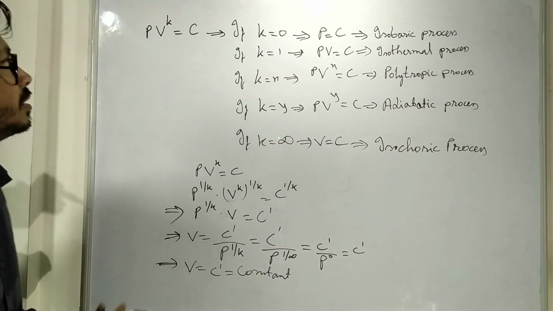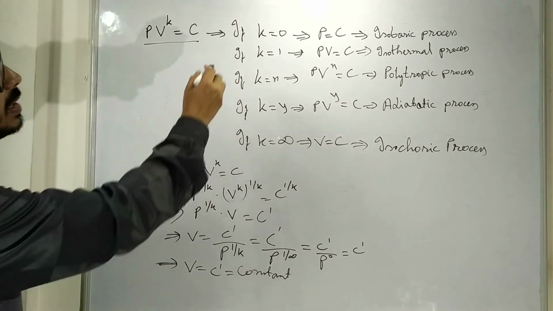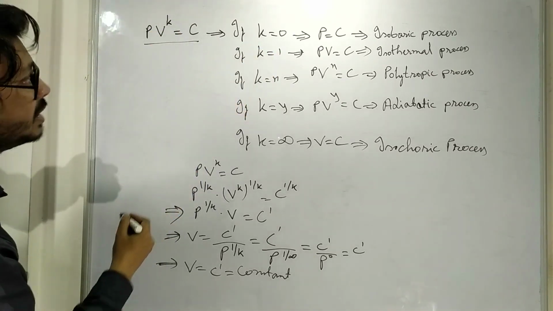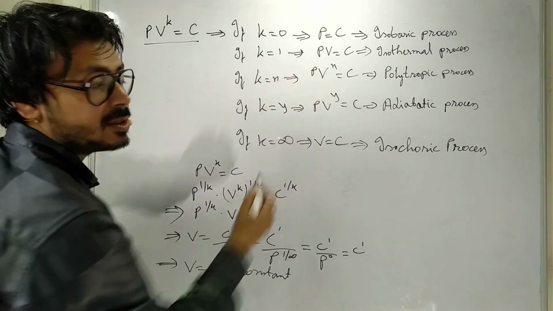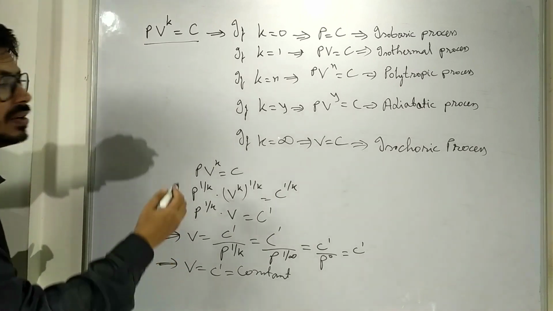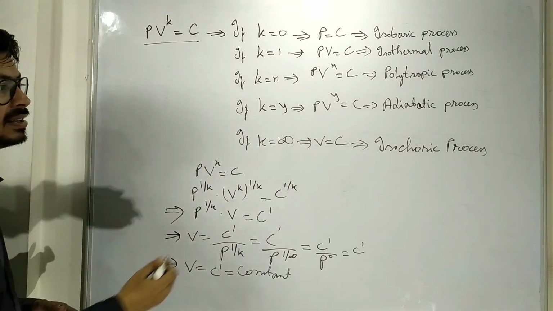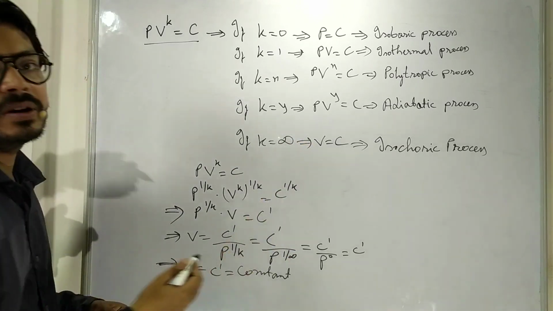So in this general equation, PV^k equals constant. If we put k equals 0, it will be an isobaric process. If k equals 1, then it will be an isothermal process. If k equals n, then it will be a polytropic process. If k equals gamma, then it will be an adiabatic process. And if k equals infinity, then V will be constant and it is an isochoric process.